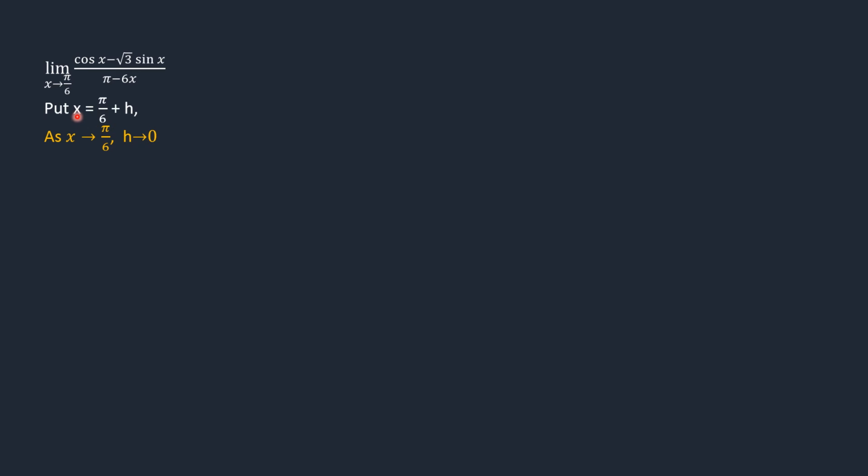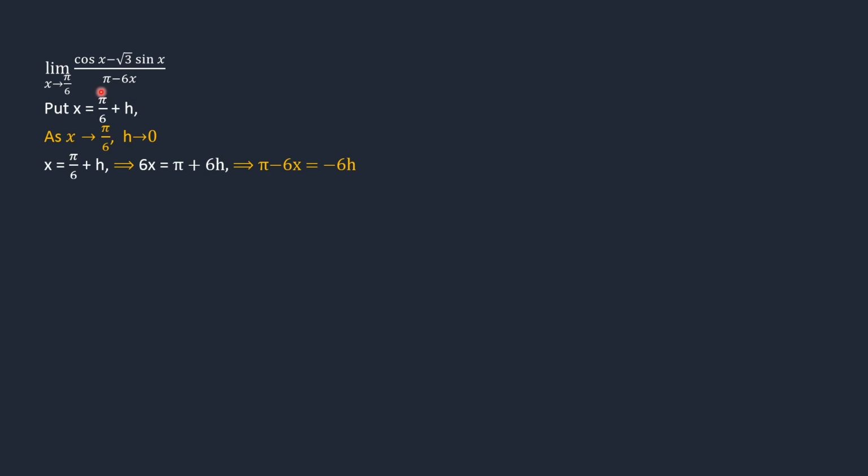If we put x equals pi by 6 here, pi by 6 will get cancelled with this pi by 6, so h will become 0. Therefore, we say that as x approaches pi by 6, h approaches 0. Now, from the substitution x equals pi by 6 plus h, we will find out the value of pi minus 6x. We will multiply throughout here by 6. So x into 6 will be 6x. 6 into pi by 6 will be pi. And 6 into h will be 6h.